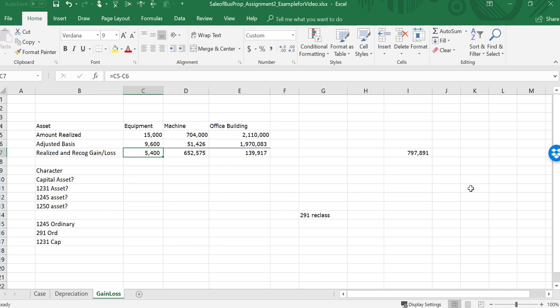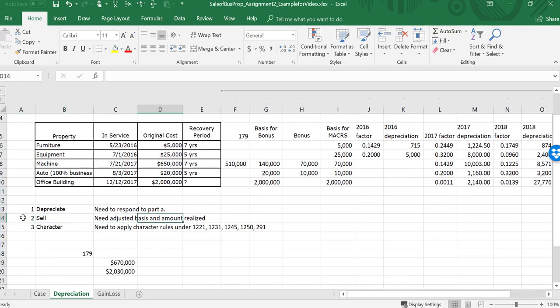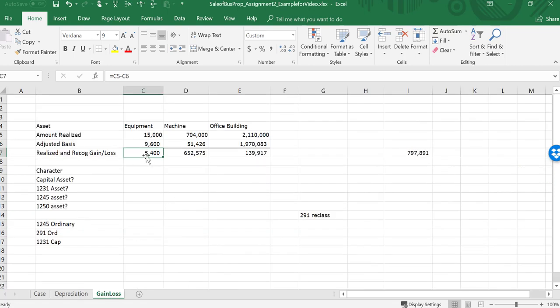So let's go back and look at our steps for a second. All right, so sell it, adjusted basis, amount realized. I got my realized and recognized gains or losses. Now I simply need to determine what is their character. What is the character of each of these realized and recognized gains or losses? Okay, so let's go through each one individually. I have equipment owned by a corporation used in a business. Is that a capital asset? The answer is no. Is it a 1231 asset? Well, did I hold it for more than a year?